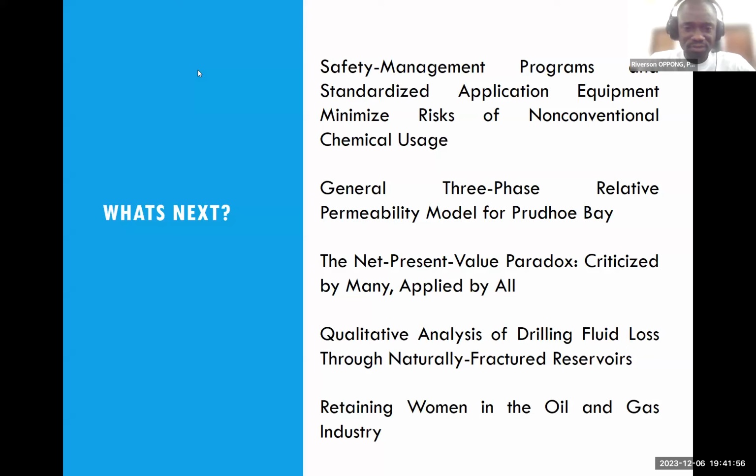The net present value paradox, criticized by many, applied by all. For those who are in the management sector. Qualitative analysis of drilling fluid loss through naturally fractured reservoirs. Retaining women in the oil and gas industry was a topic at one of the ATCEs, and it's been published. All right, so these are published articles I just took randomly across all the facets of the industry.